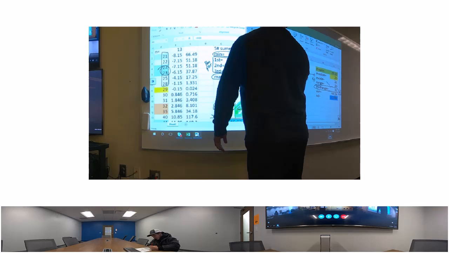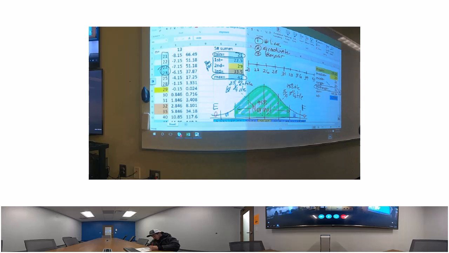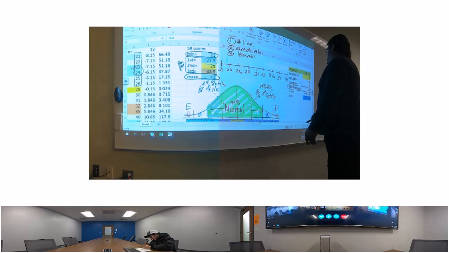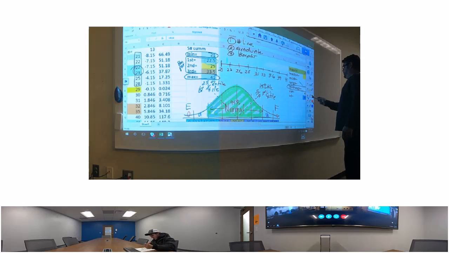So what goes on the left side of the box plot? 22.5. So I'm going to do it in light blue because that's what I have it in. So 22.5 goes right about here. And orange, 33 point what? 33.5 goes right about here.